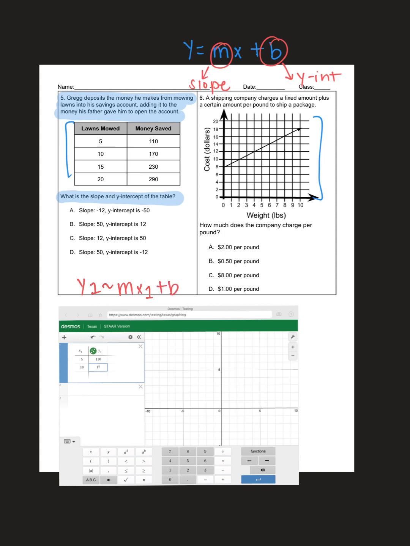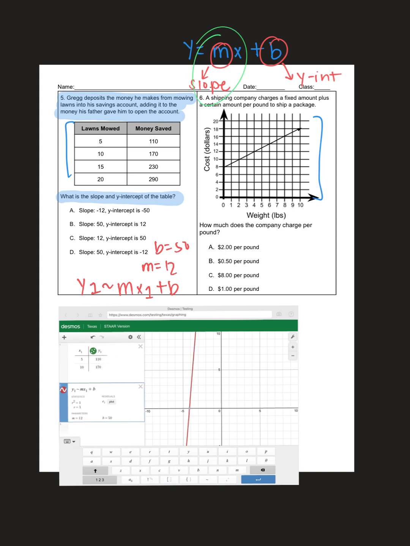That's super important. And then you'll see very clearly that the calculator gives us 2 different things. It gives us m, which is, according to this calculator, 12. And it gives us b, which it's saying is 50. Now remember that m stands for the slope. We pointed that out over here. M is the slope.